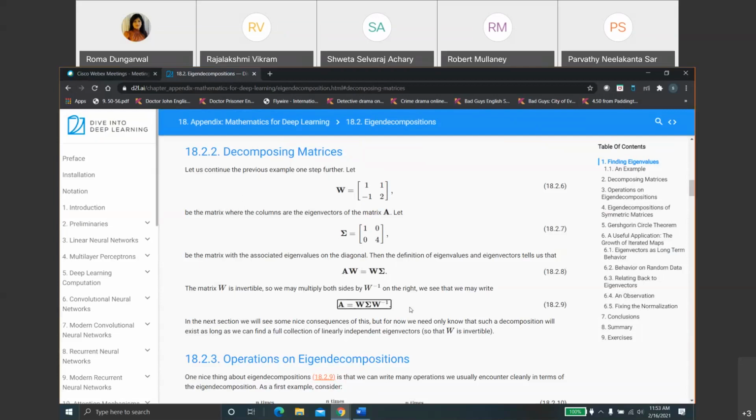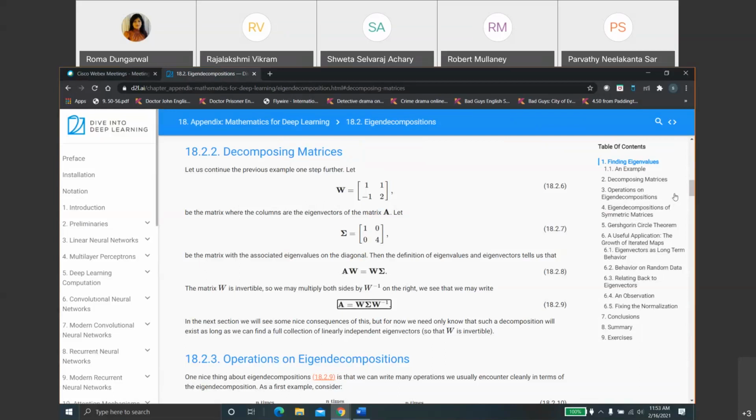Okay, and a matrix is invertible if the determinant is not 0. Only then the matrix is invertible, because when we saw the inverse of a 2 cross 2 matrix, it is divided by the determinant. The determinant cannot be 0. Only then a matrix is invertible.